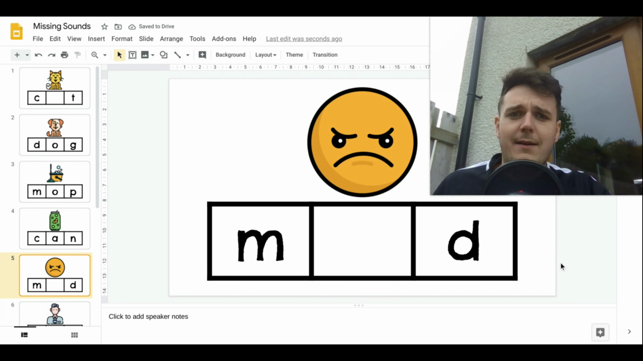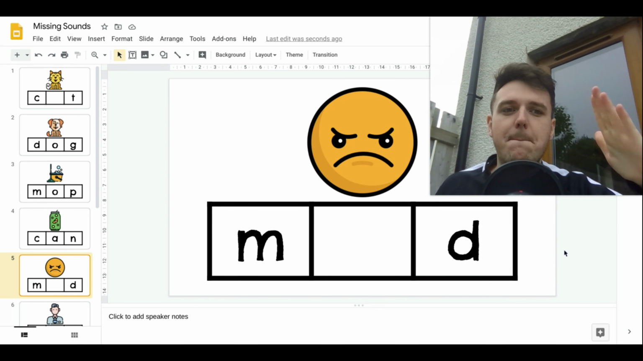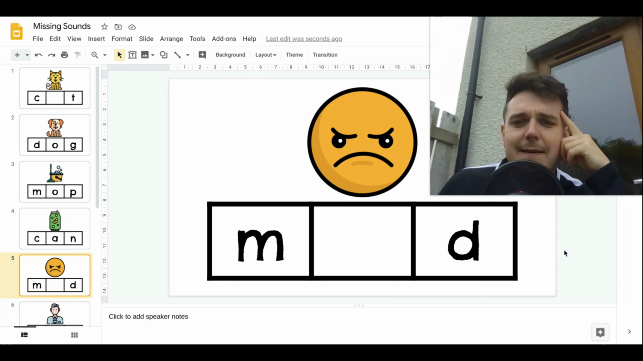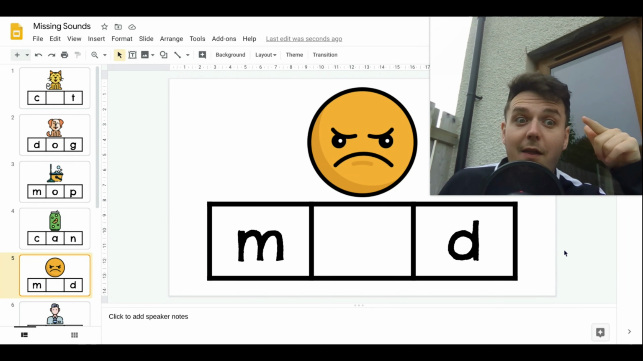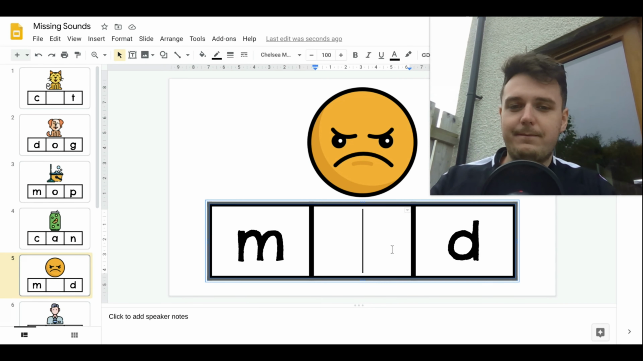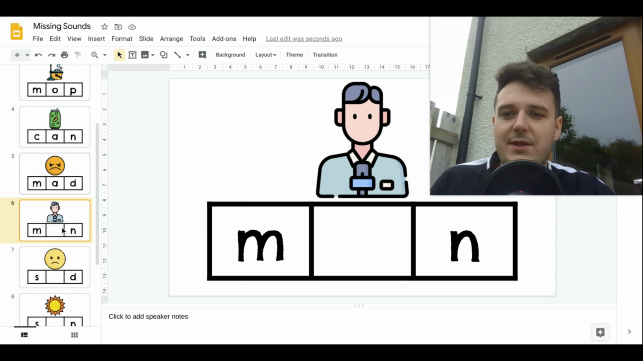Oh, this one. They look angry. They look mad. Mad. Good job on your roller coasters there if you're doing it along. So I wonder what that missing sound is. That's right. It's an ah. Ants in your arm. Mad.